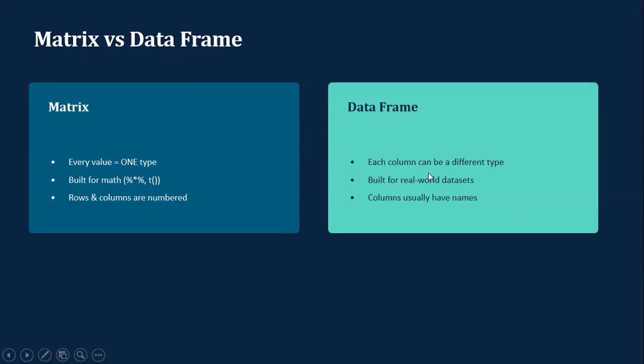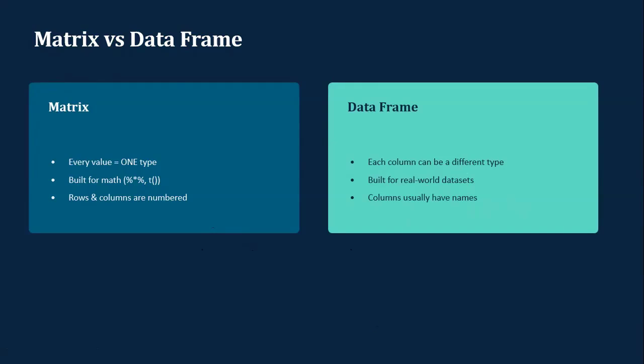Each column can hold a different type. It's built for real world data and columns usually have actual names. Rule of thumb: doing math or working with images, reach for a matrix. Working with real data sets, reach for a data frame.